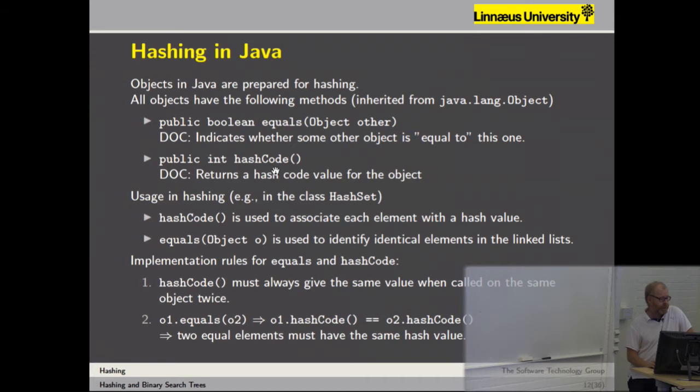The default implementation checks if they are the same object. So two strings created at two different points, although they contain the same letters, will be considered as two different objects. However, most of the classes in Java, strings and integers, have overridden the methods already. So they are prepared for hashing.